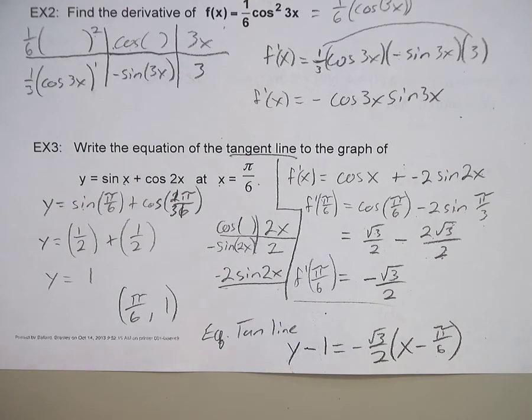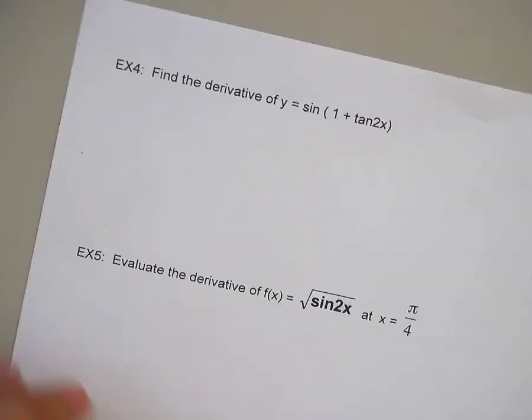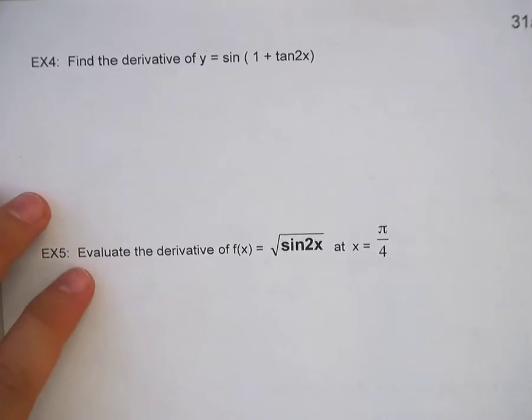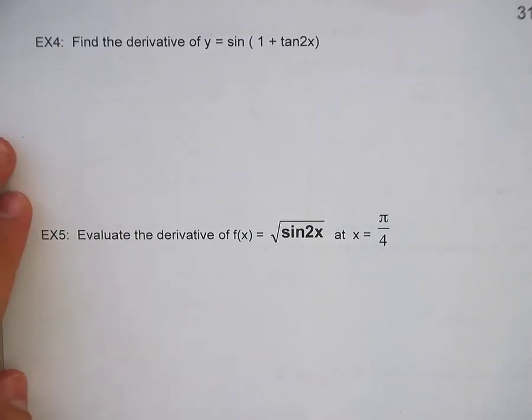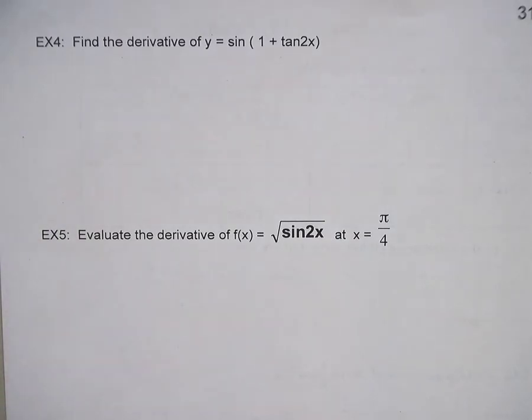Alright, I know this may seem a bit rushed, but I am going to try and get this done as fast as possible so I don't have to spend too much time here and I can get this posted to you. Example 4 says find the derivative of y equals sine of 1 plus tangent 2x.